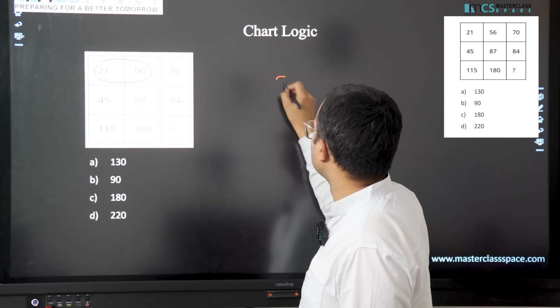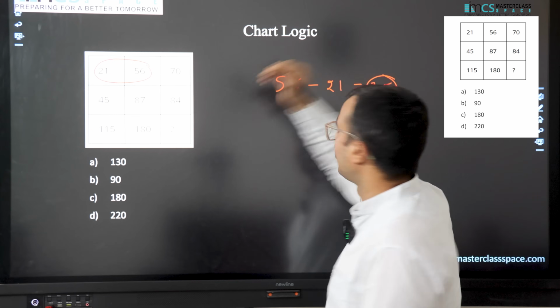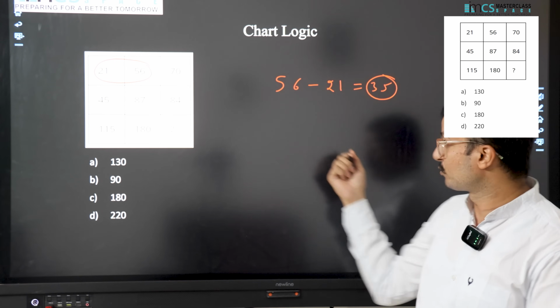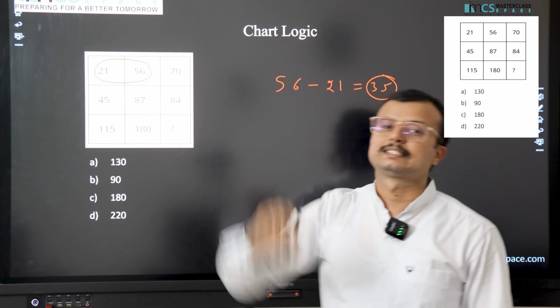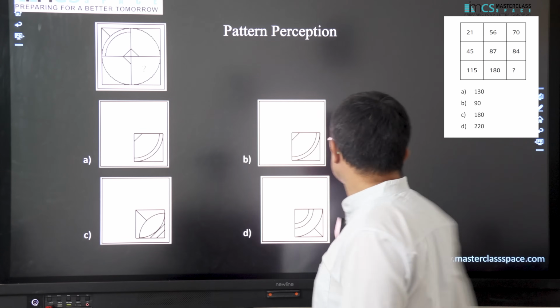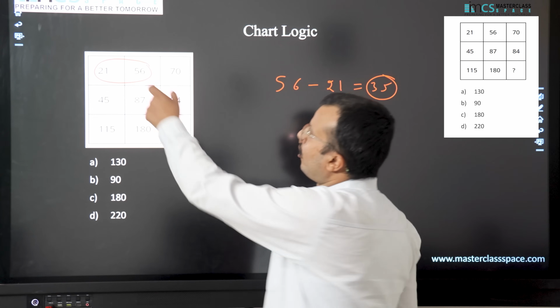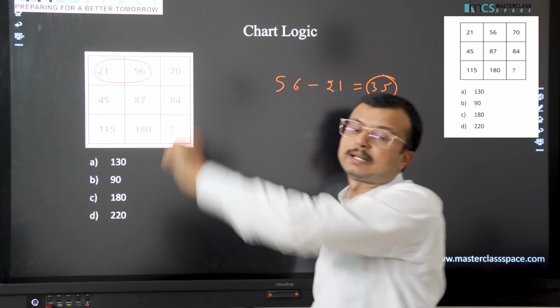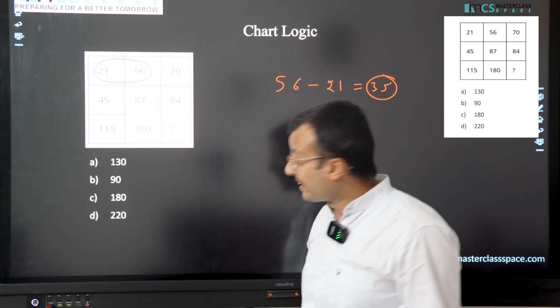56 minus 21, it is 35. And the moment you get 35, your eyes would be lit up, because 35 times 2 is 70. Okay, so essentially the third number is the difference of the first two numbers multiplied by 2. We have identified the logic, but is it a correct logic or not?